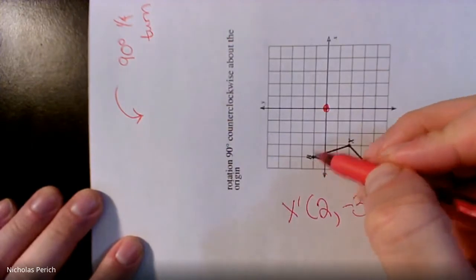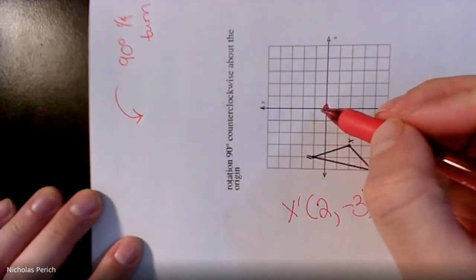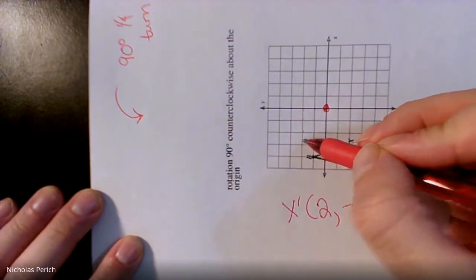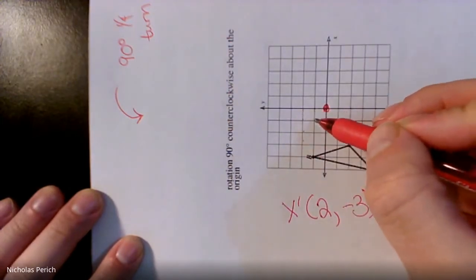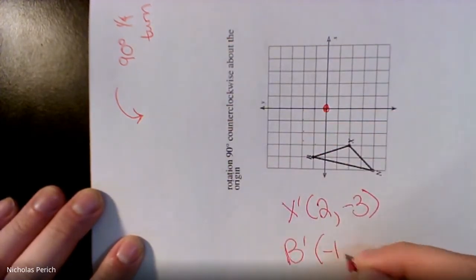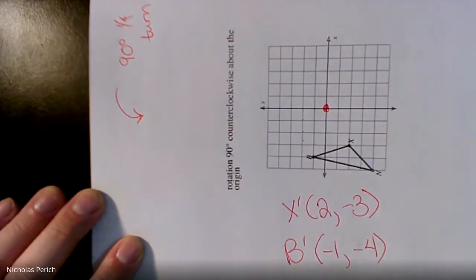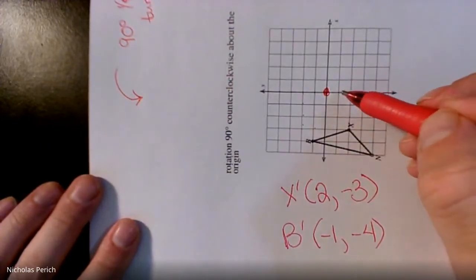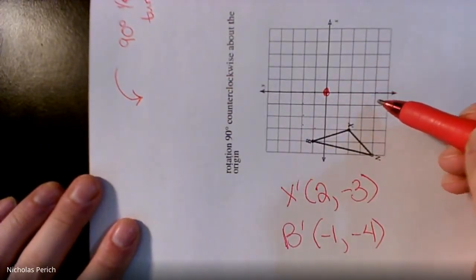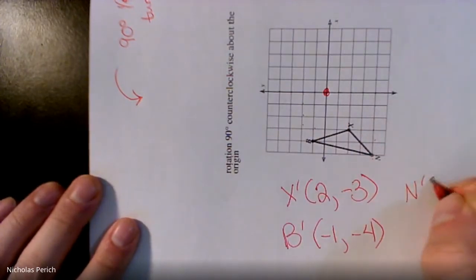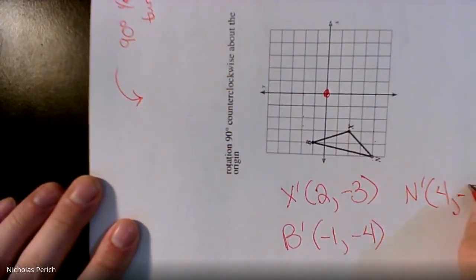What is this letter? B. If I get to B as it appears, I go left 1, 2, down 1, 2, 3. No, I'm sorry, left 1, down 1, 2, 3, 4. So B prime appears to be -1, -4. And the way I get to N as it appears is I go right 1, 2, 3, 4, down 1, 2, 3, 4, 5. Right 4, down 5 is 4, -5.